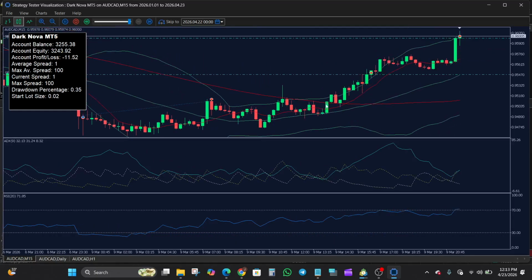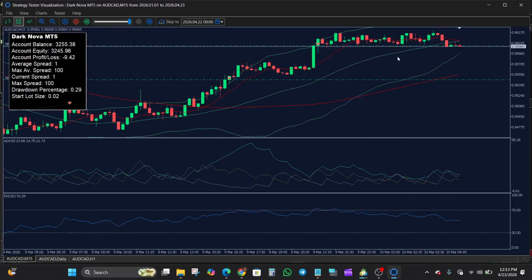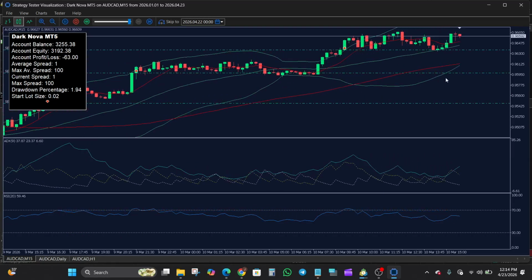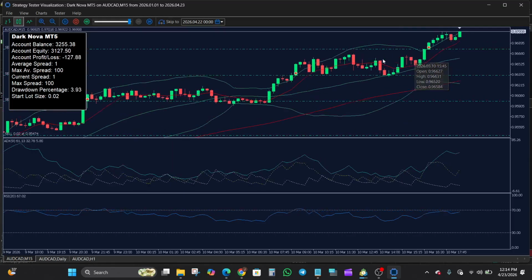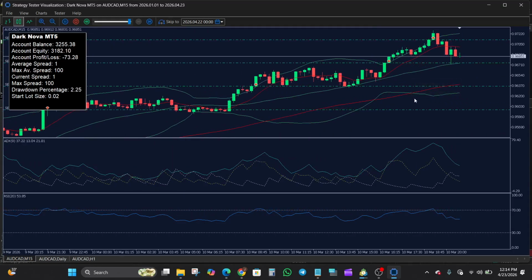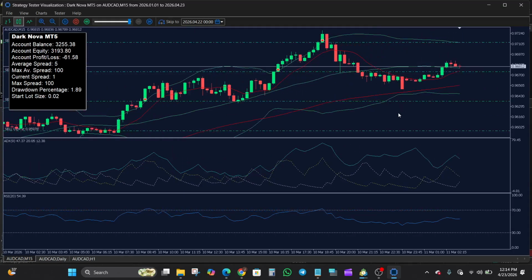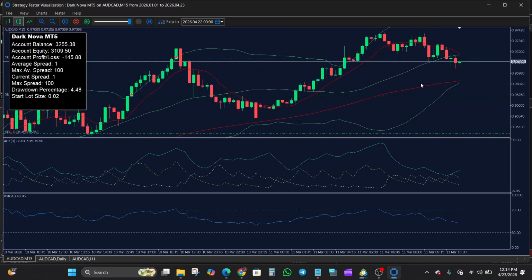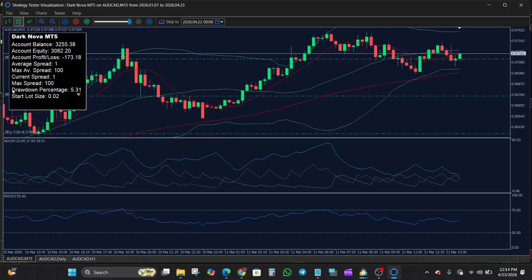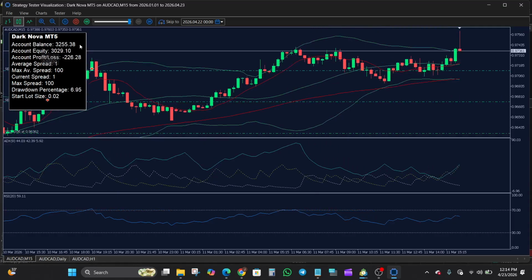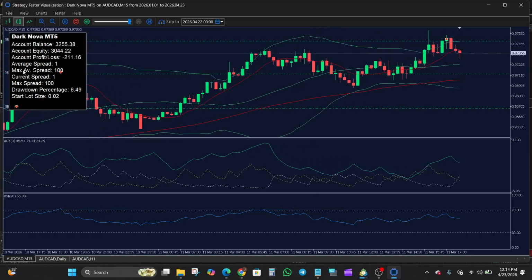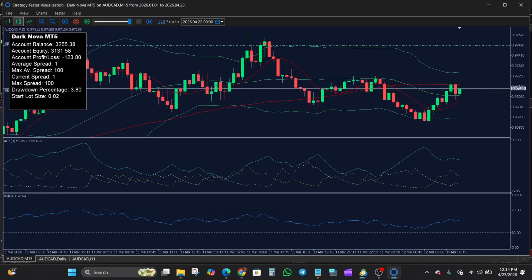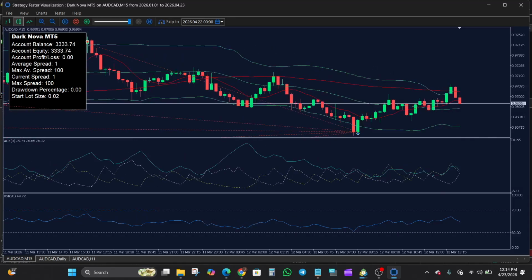You can also see how in some cases price begins to pull back, and then the EA closes trades together once it's recording notable profit. We can also see this dashboard here showing account balance, equity, floating loss or profit, the average spread, amongst other useful information.